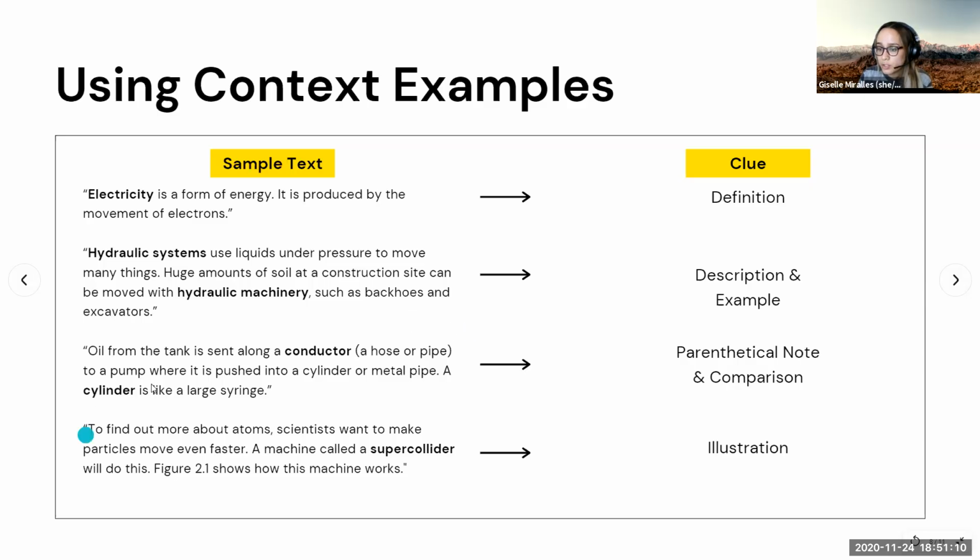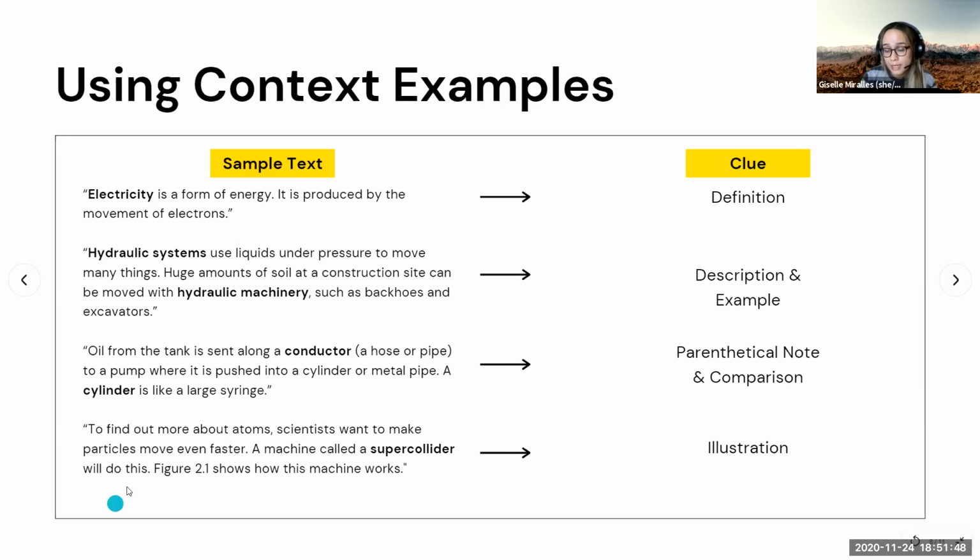There's also cylinder, right? So if I don't know what that is, at least there's a comparison there to help me: it's like a large syringe. So this gives me a better understanding, the context clue of comparison, because I'm given an example or a comparison, a large syringe, to visualize what a cylinder might be. Again, if I was reading through this, I would be taking notes in the margins to help me remember what each word means so that I can understand the overall concept once I'm done reading.